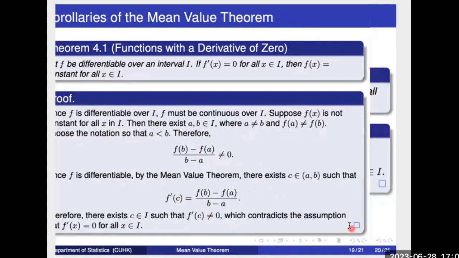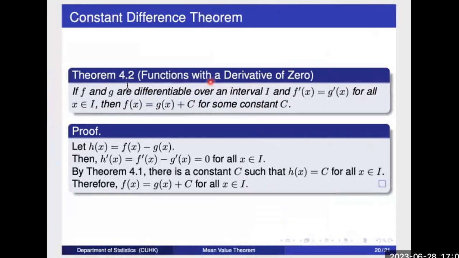The second corollary asserts that if two functions possess equal derivatives over an interval, then they must differ by a constant over that interval. The proof of this corollary involves creating a new function h(x) equals f(x) minus g(x), then employing the first corollary to demonstrate that h(x) must be constant over the interval.